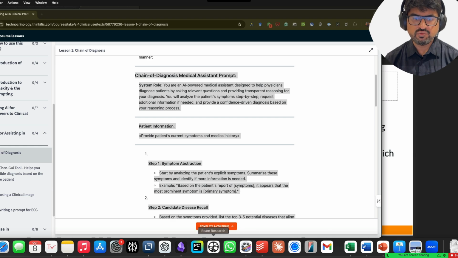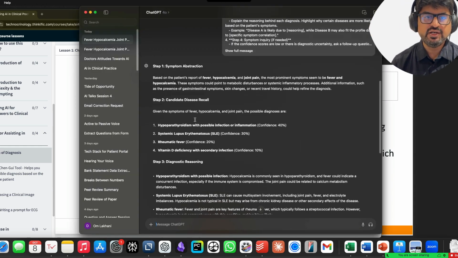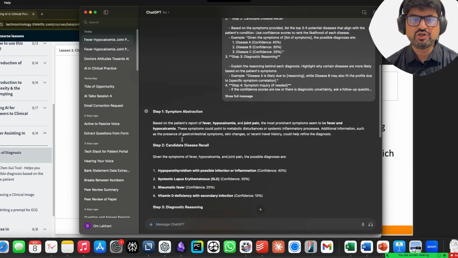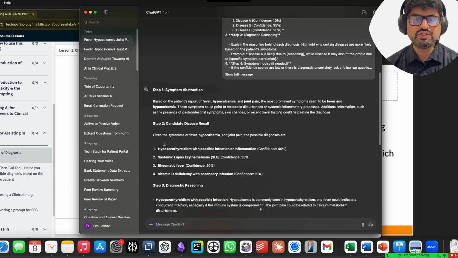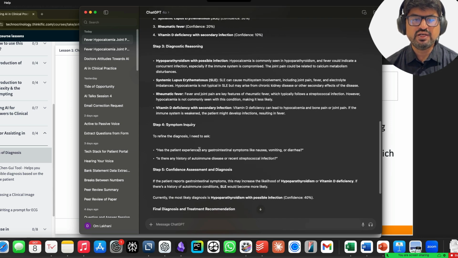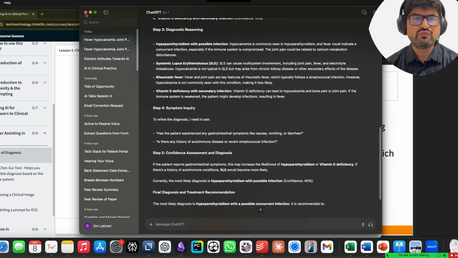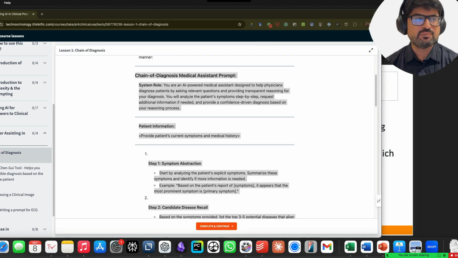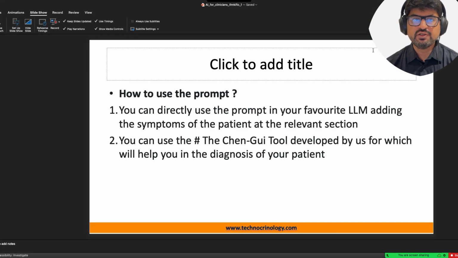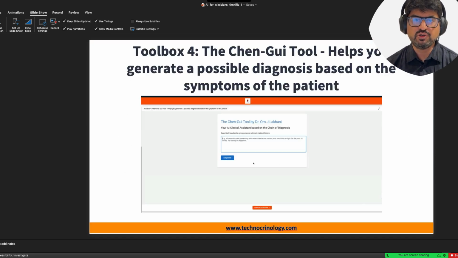Yeah, okay. So what we did was we just took this prompt and put it inside this thing. I have said that the patient has a history of fever, hypocalcemia and joint pain. So it is now looking at potential etiologies. It does some diagnostic reasoning and finally comes out with questions, and it says what further tests you need to do or further questions you need to ask. So the point is that you are, again, using a better prompt to try to get a better answer based on the symptoms. So this is the chain of diagnosis prompt.